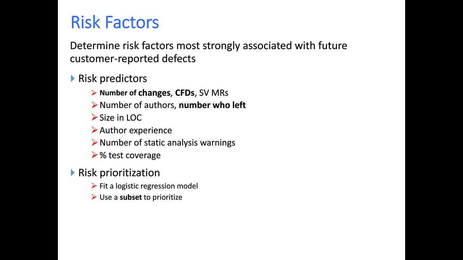So once we identify these predictors that actually affect future defects, we can fit a logistic regression model or some other model that will, for the values of each file, obtain the risk of the file having defects, and then we sort all the source code in the project by that risk.